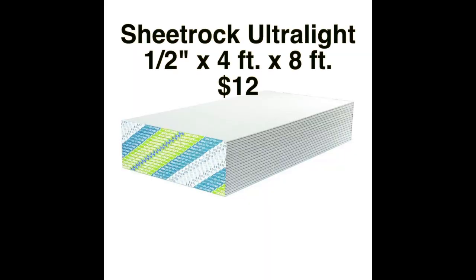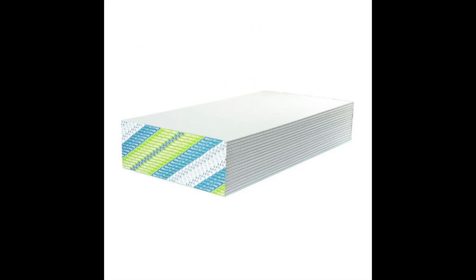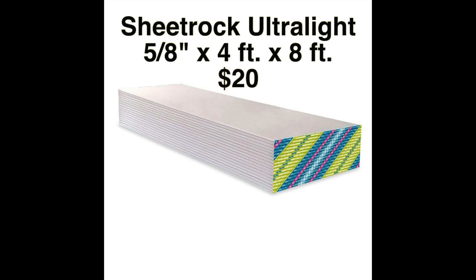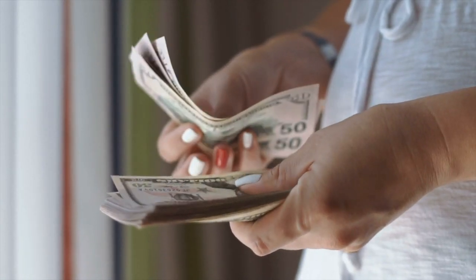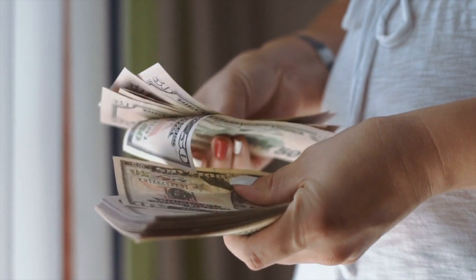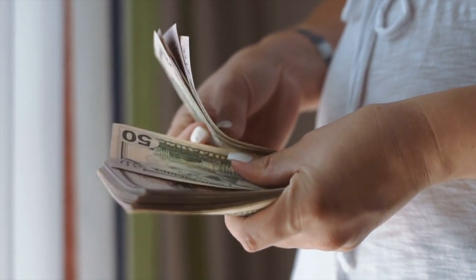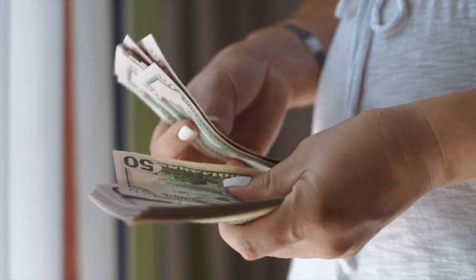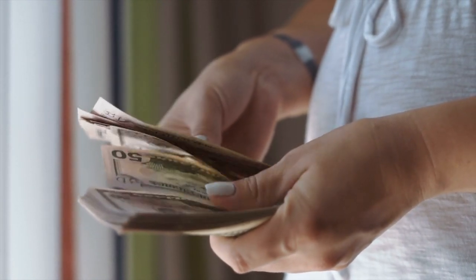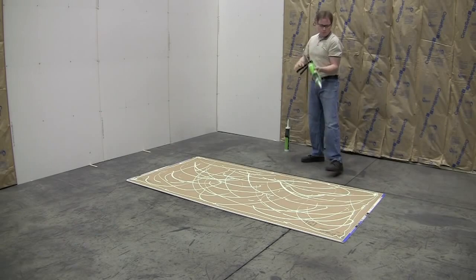Sheetrock UltraLight 1/2-inch by 4 feet by 8 feet drywall sells for about $12 a sheet. Sheetrock UltraLight 5/8-inch by 4 feet by 8 feet sells for approximately $20 a sheet. The $8 difference is well worth it when soundproofing a room. If you're in the building process, then you're already spending $12 on drywall. Might as well spend an extra $8 for the 5/8-inch. You certainly won't regret that decision.